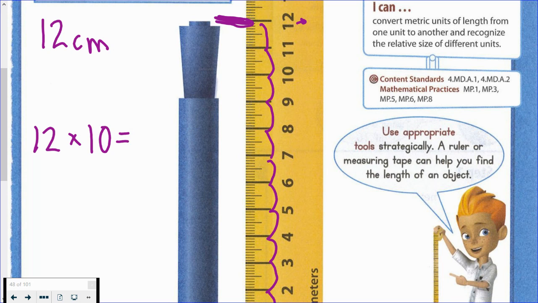So let's multiply. And guys, the metric system is going to be awesome because it's lots of zeros tricks. So underline the things that are not zero, and we get the basic fact of 12 times 1. Well, 12 times 1 is 12. Stick on the 0 at the end. You just figured out that this marker is a length of 120 millimeters.